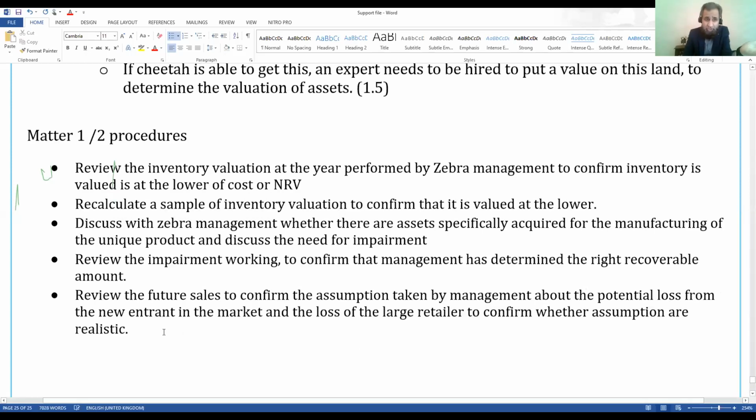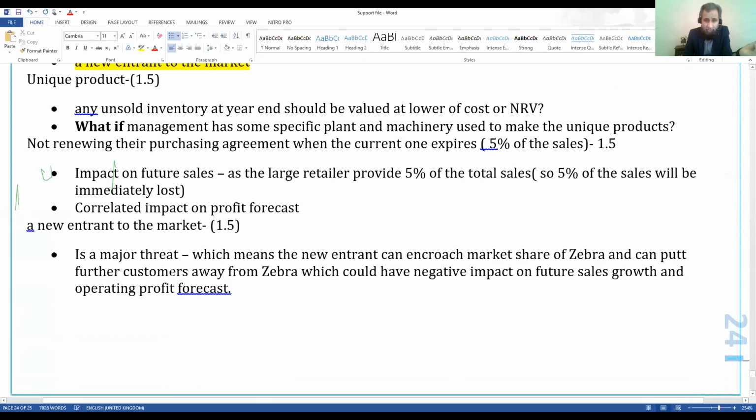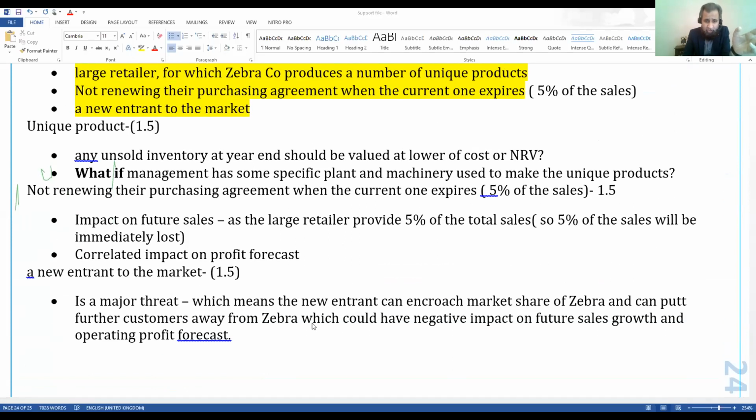So just 5 procedures on the first one, which is more than enough. A threat of a new entrant, we converted that to a procedure. Impact on the future sales, we converted that to a procedure. So you can make a lot of procedures, right?